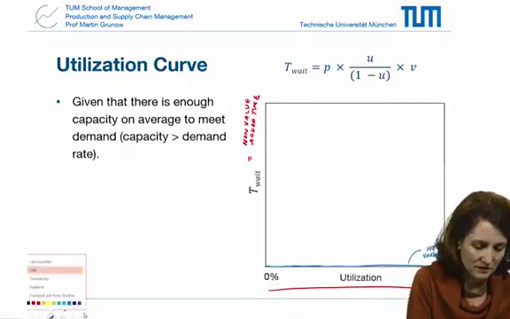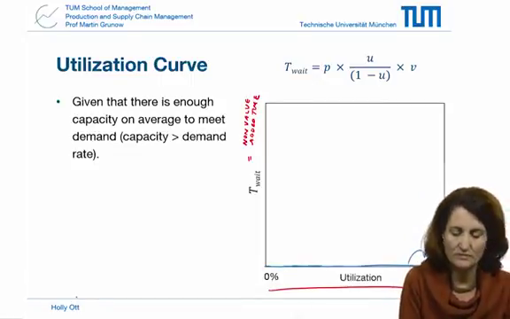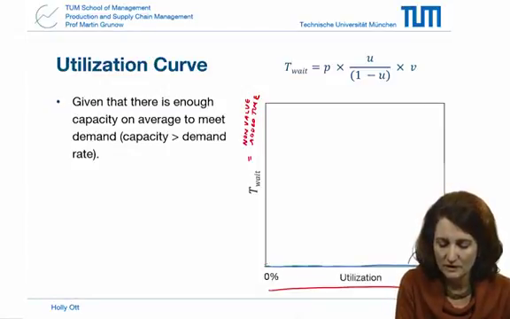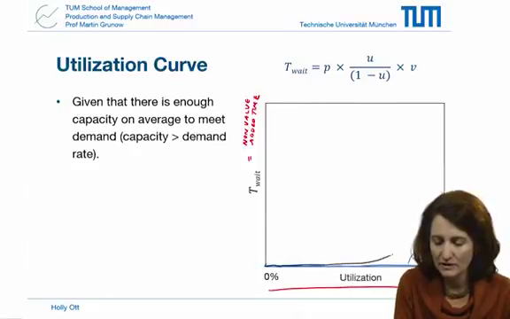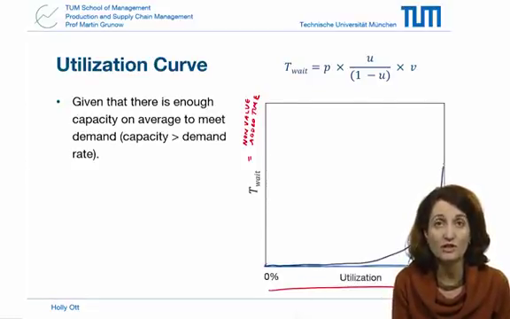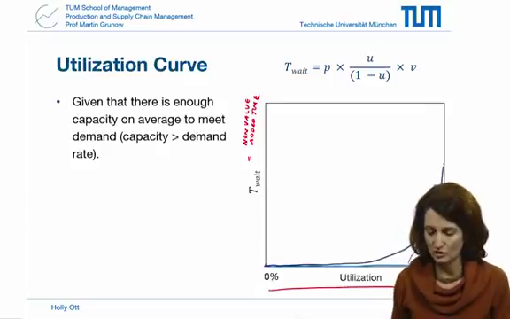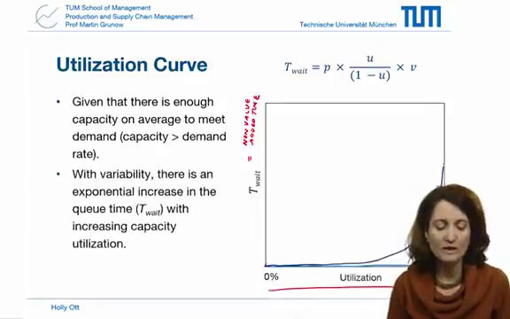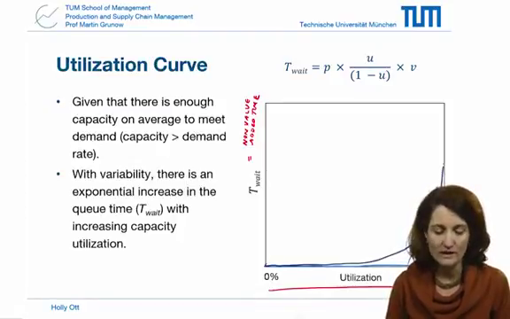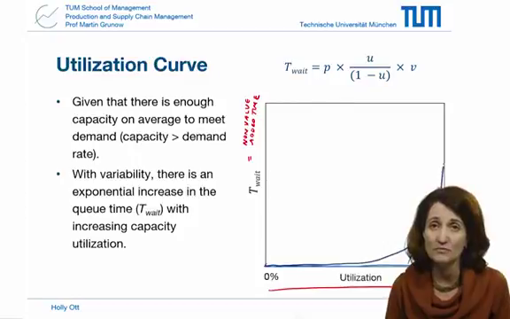However, draw this in a different color here. When you have variability in the system, then what you see is your waiting time at low utilizations is also low, but at some point it increases exponentially. And as we saw earlier, if you go to 100% utilization, it theoretically goes to infinity. So with variability, there's an exponential increase in the wait time with increasing capacity utilization.